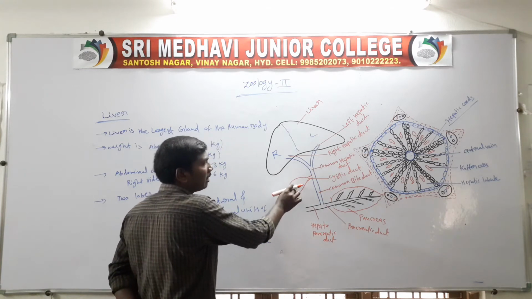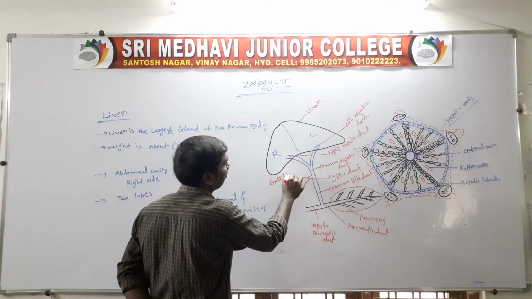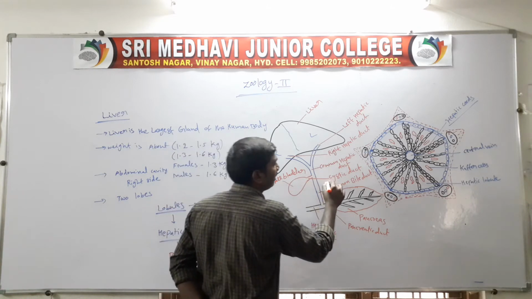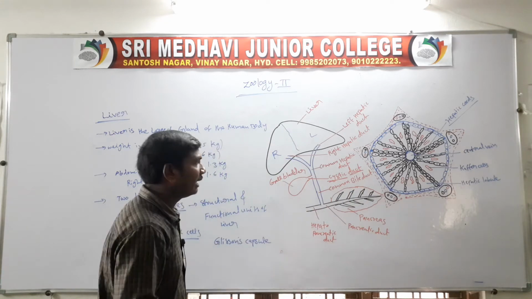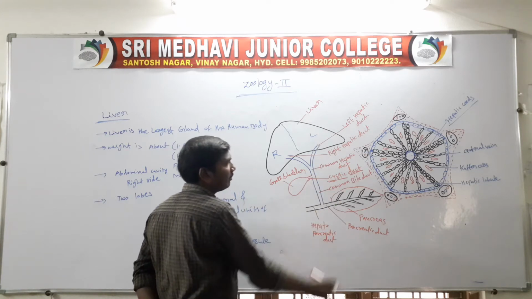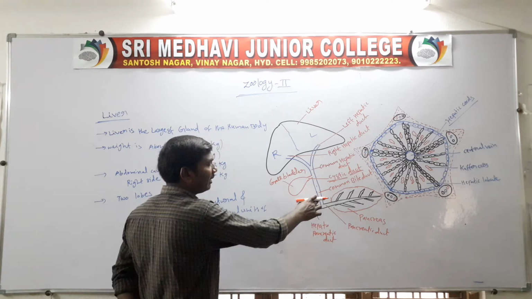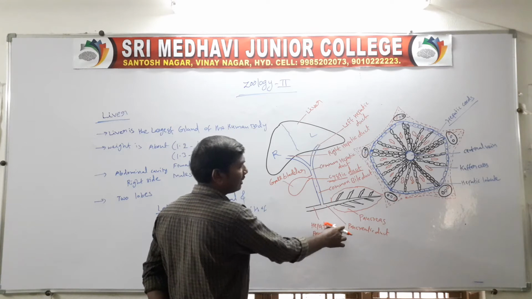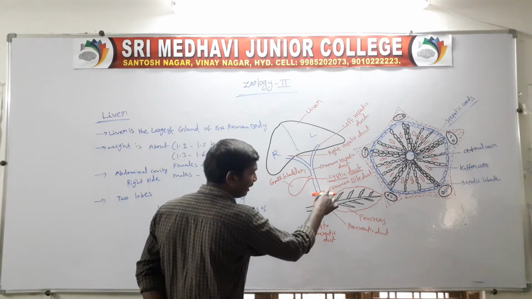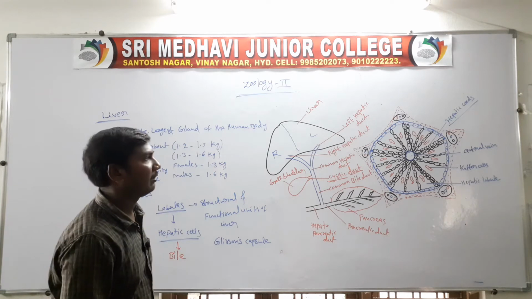Next, the gallbladder. The duct from the gallbladder is called the cystic duct. The common hepatic duct and cystic duct combine to form the common bile duct. The common bile duct is joined by the pancreatic duct from the pancreatic gland, and these two form the hepatopancreatic duct.